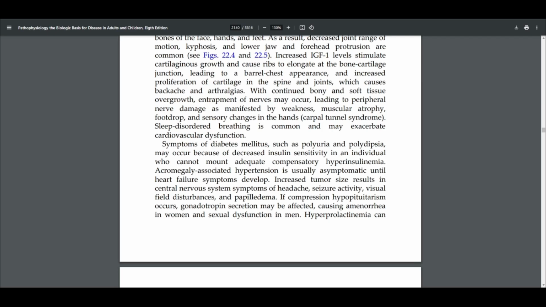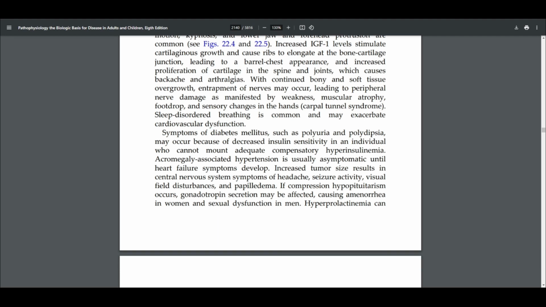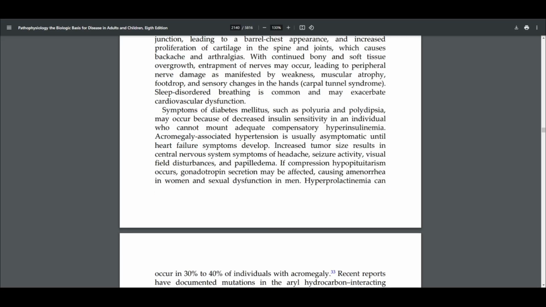With continued bony and soft tissue overgrowth, entrapment of nerves may occur, leading to peripheral nerve damage as manifested by weakness, muscular atrophy, foot drop, and sensory changes in the hands, such as carpal tunnel syndrome. Sleep-disordered breathing is common and may exacerbate cardiovascular dysfunction.